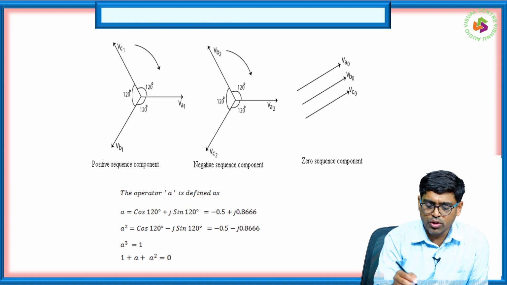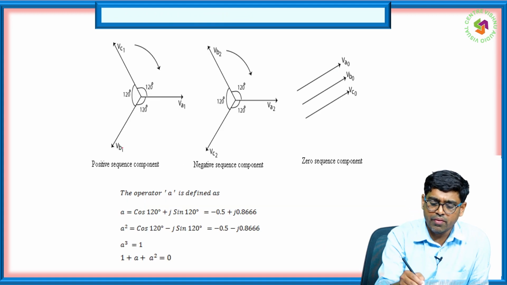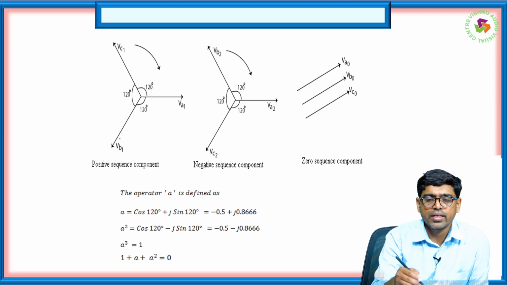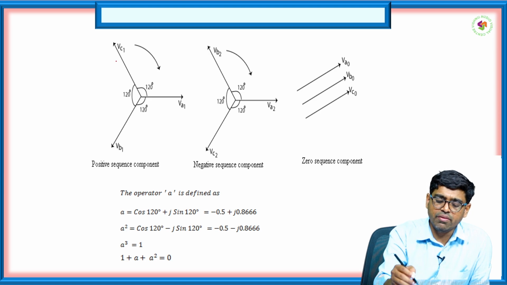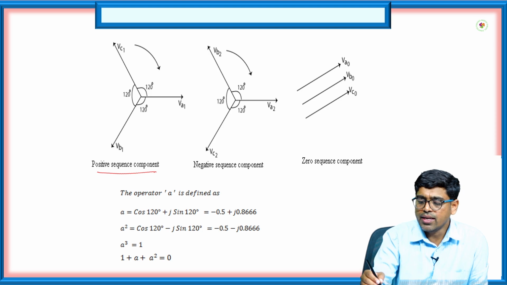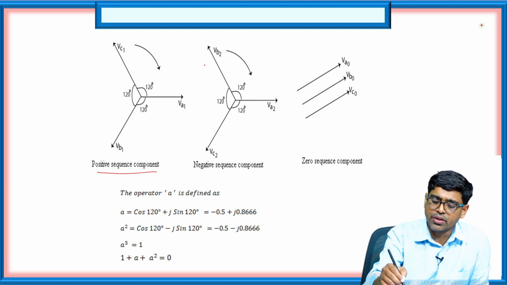So you can see the positive sequence component, say A, B, C. We are taking the notation either ABC or RYB. So VA1, VB1, VC1 with a displacement of 120 degrees. That is the positive sequence component. For the negative sequence, you can see VA2, VB2, VC2.